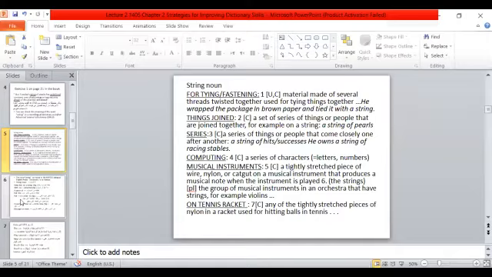Sense number 3, معناها series of things or people that come closely one after the other. It might mean, in computing, a series of letters or a series of numbers. A string might mean musical instruments: a tightly stretched piece of wire, nylon, or catgut on a musical instrument that produces a musical note when the instrument is played. Finally, there are strings on a tennis racket.